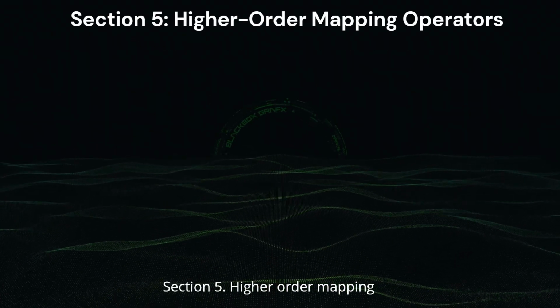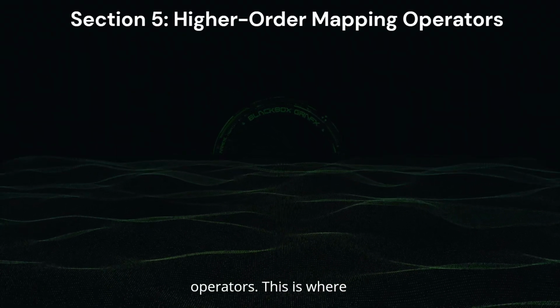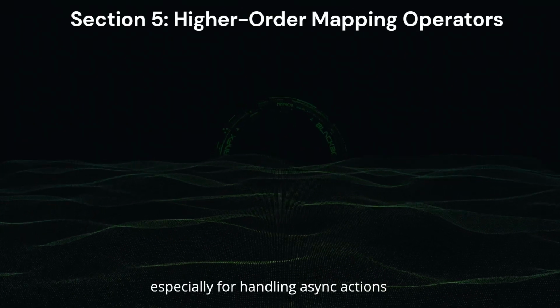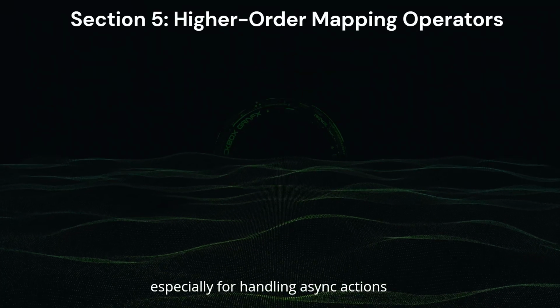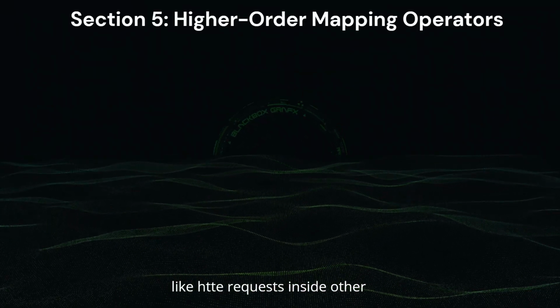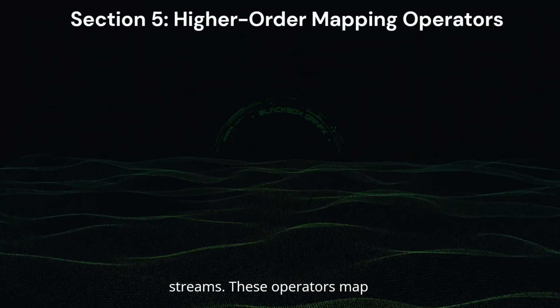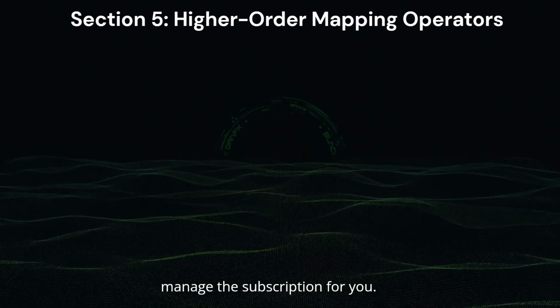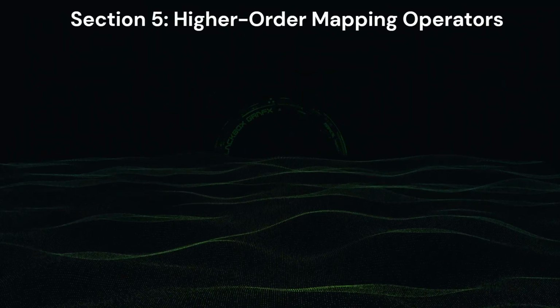Section 5. Higher-order mapping operators. This is where RxJS gets really powerful, especially for handling async actions like HTTP requests inside other streams. These operators map a value to a new inner observable and manage the subscription for you.